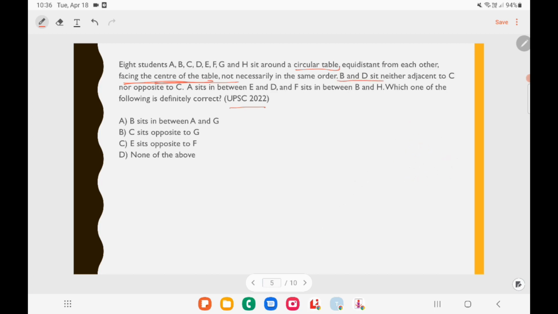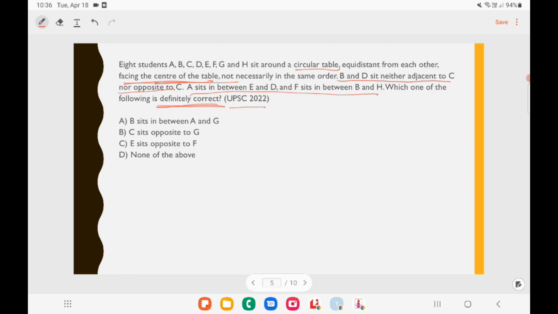Now B and D sit neither adjacent to C nor opposite to C. A sits in between E and D and F sits in between B and H. Which one of the following is definitely correct? So here if you get questions on circular table, there could be different possibilities of arrangement. And here the question is which of the following is definitely correct.